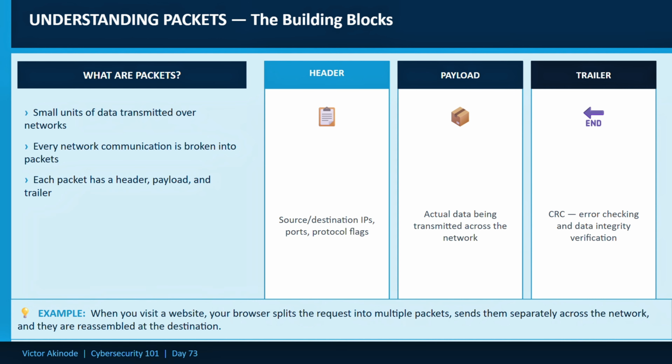For example, when you visit a website, your request is split into multiple packets and then sent across the network and reassembled at the destination. Each packet travels independently and may take different routes.